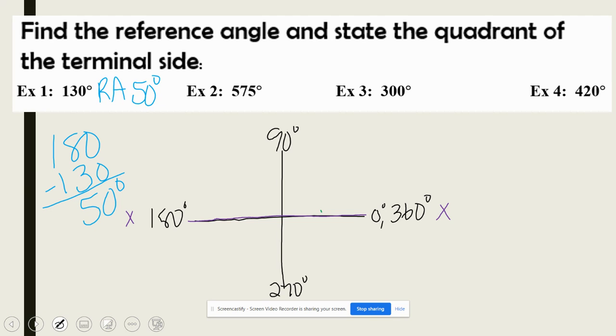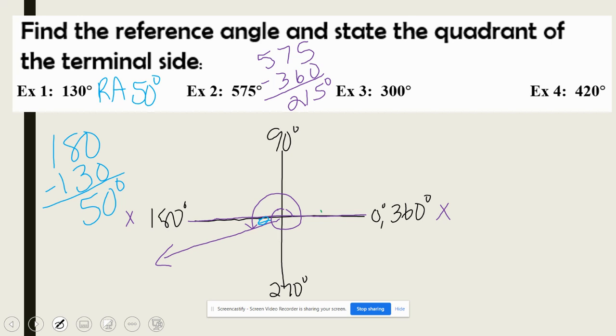All right, 575. 575 is more than 360, so we're going to subtract 360 from it and get 215 degrees. 215 degrees is in quadrant 3. It's in between 180 and 270, roughly about right there. So 360 and 575. That means our theta is super small up there in that corner.